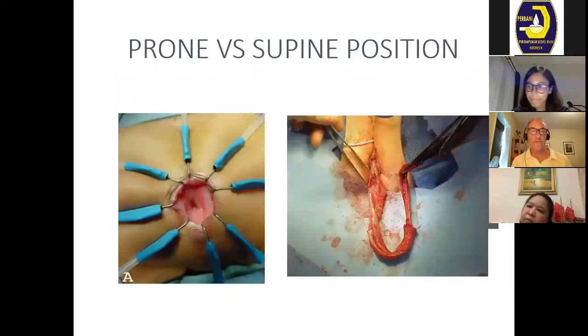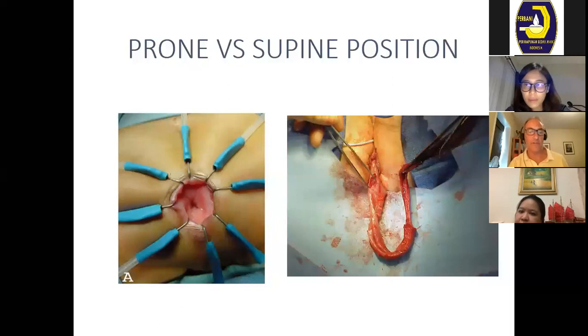So the prone versus supine position, this is a picture from Mark Levitt, who always likes to do these in the prone position. And this is the supine position that I showed you. The advantage of the prone position is that most pediatric surgeons are quite comfortable with the prone position because that's how we do our anorectal malformation repairs.